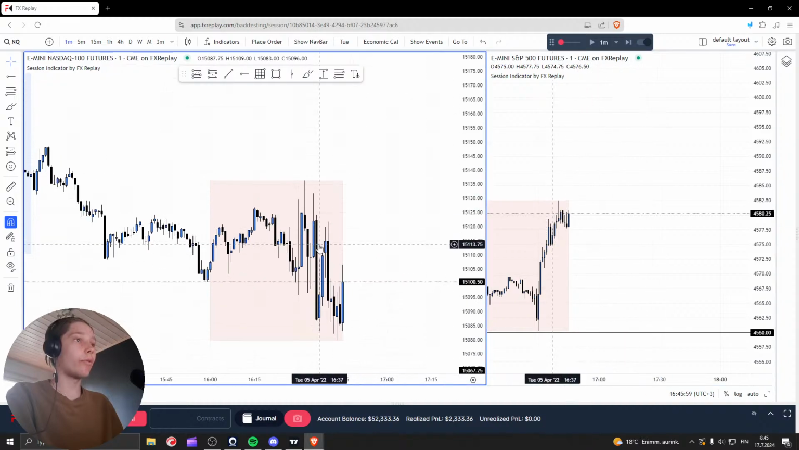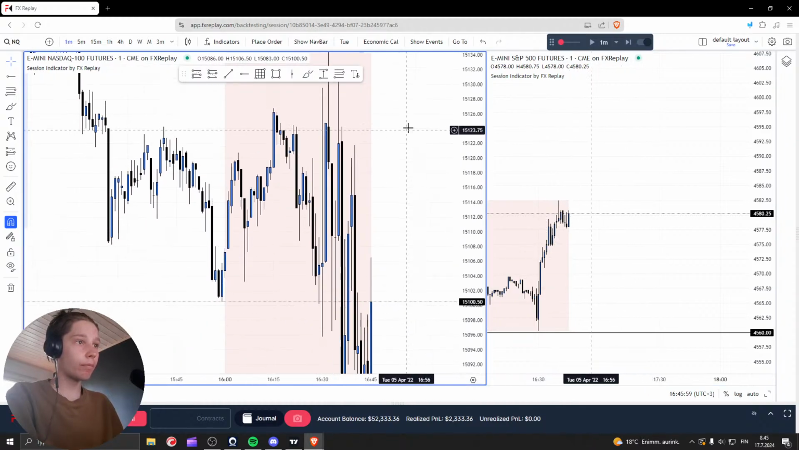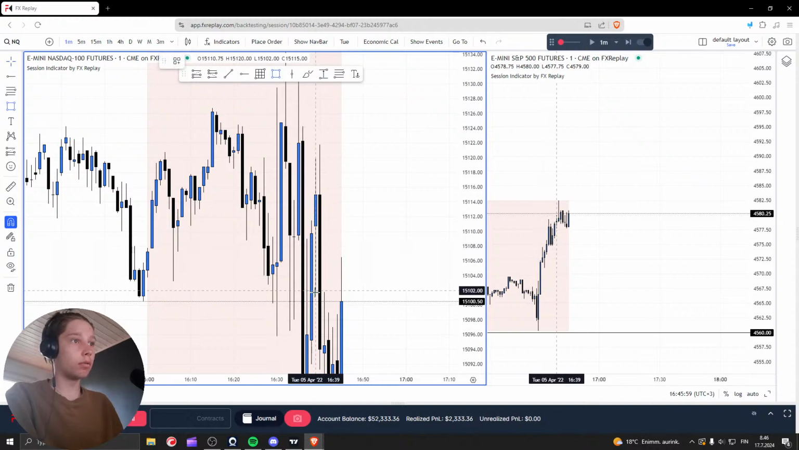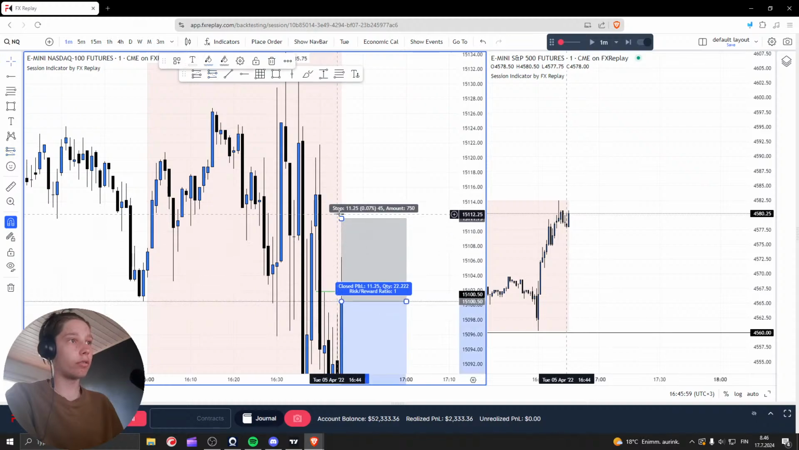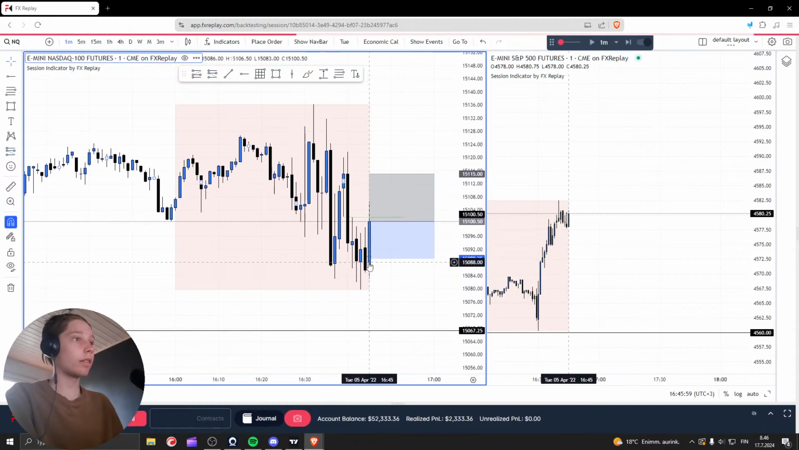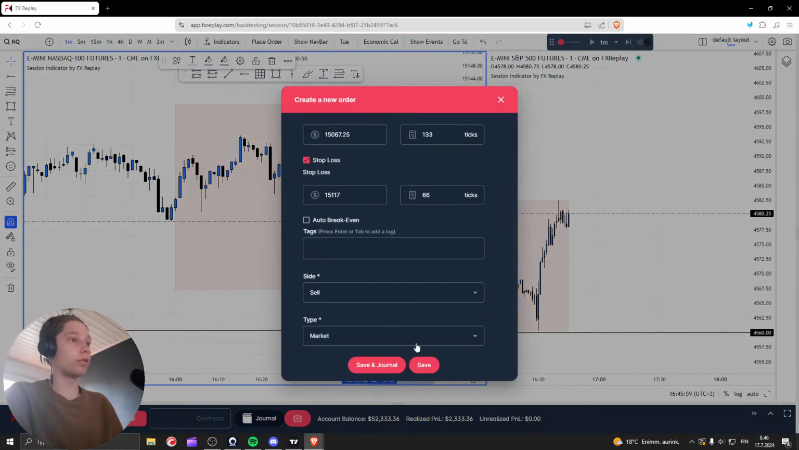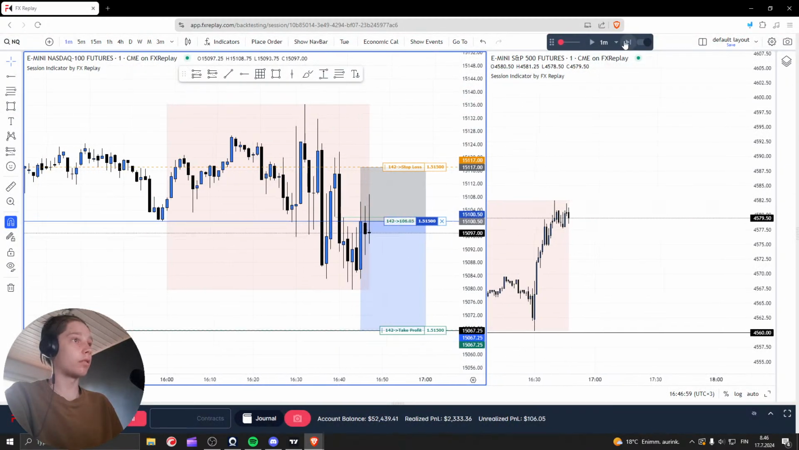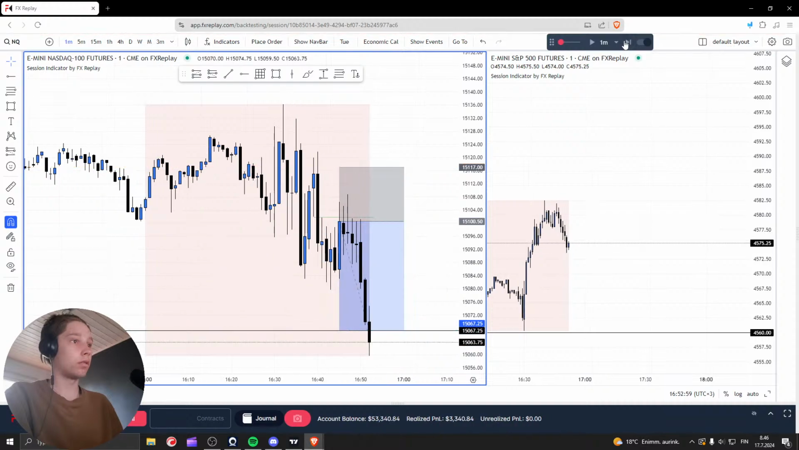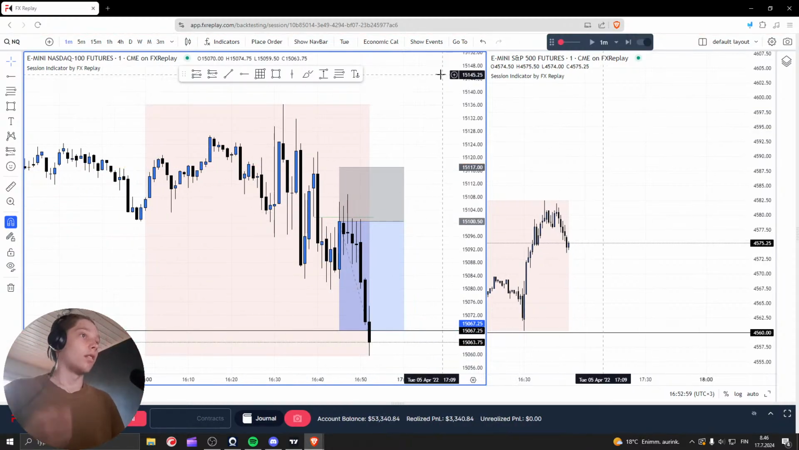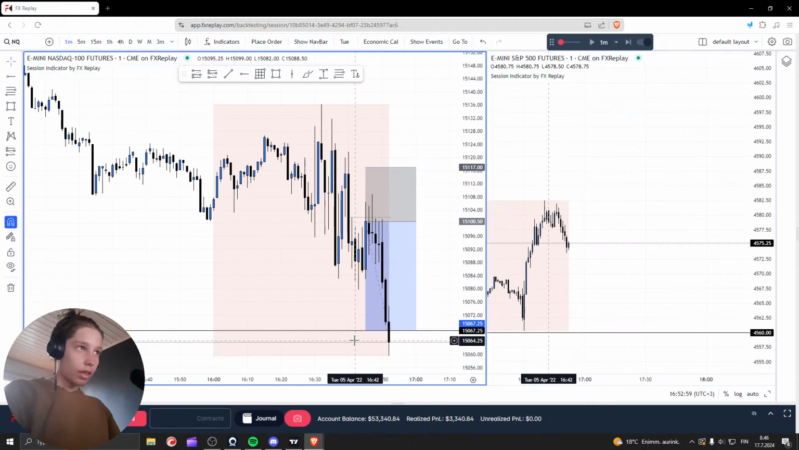I don't really like the structure here. But if you're looking at this bear gap, we could technically get short there, and that could be a fine play. So we're just going to try this because we are backtesting. Look how we do, man. It played out pretty well.